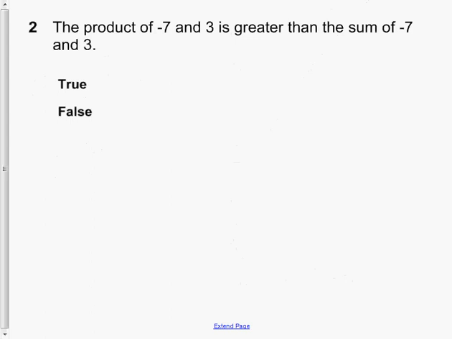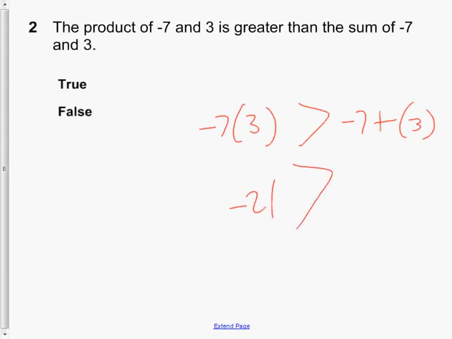Question 2 says the product of -7 and 3, which means when I multiply those together, the product is greater than the sum of -7 and 3. Well, the product of -7 and 3 is -21. And the sum of those two is -4.